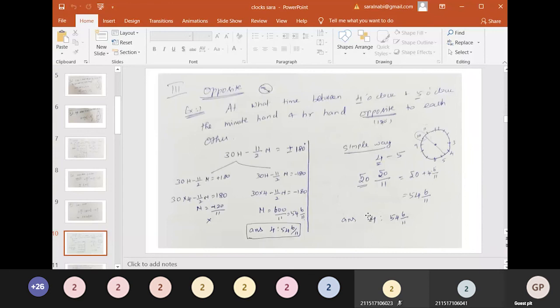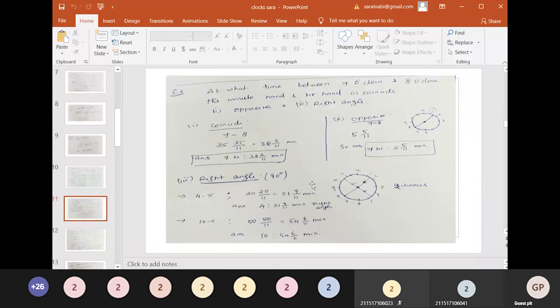If they ask 4 to 5, definitely the other hand is in between 10 to 11, so you have to consider 10. If they ask 3 to 4, now the opposite is between 9 to 10, so you have to consider 9. So here you have to consider the opposite lowest time. This is a simple way to proceed to find the answer. Again, in the same question you can work out all the 3 concepts of coincide, opposite, and right angle.